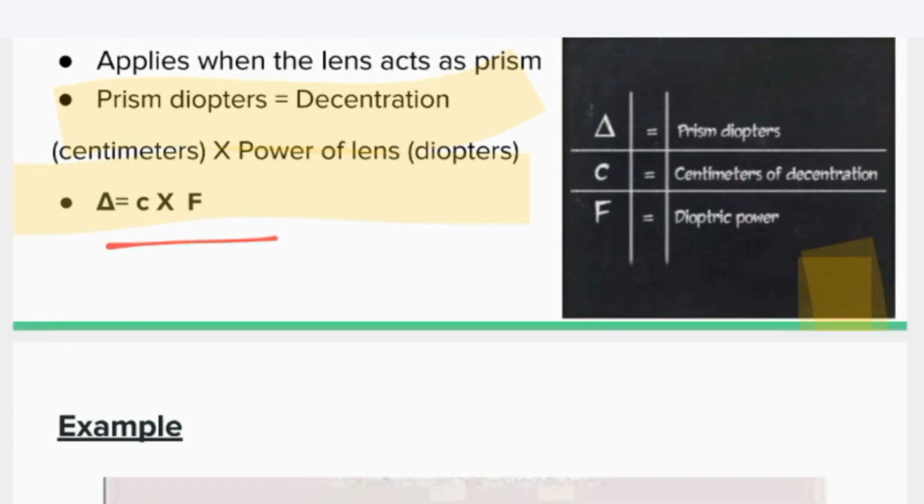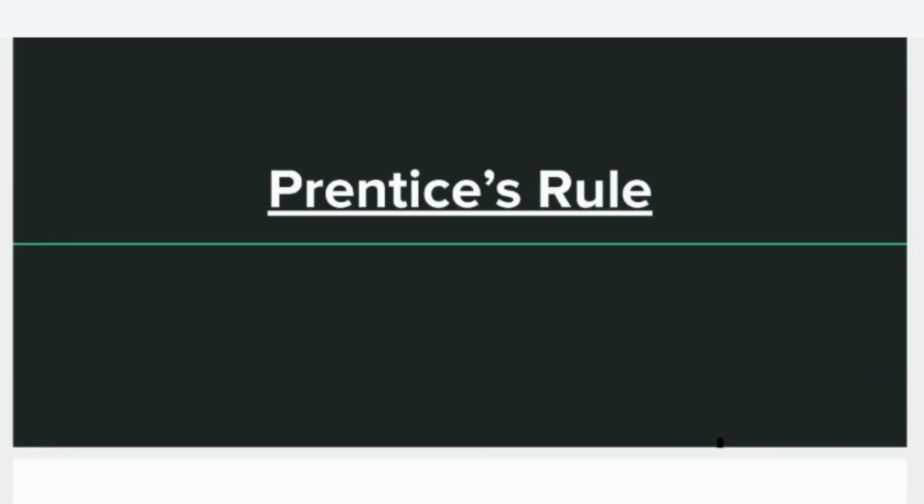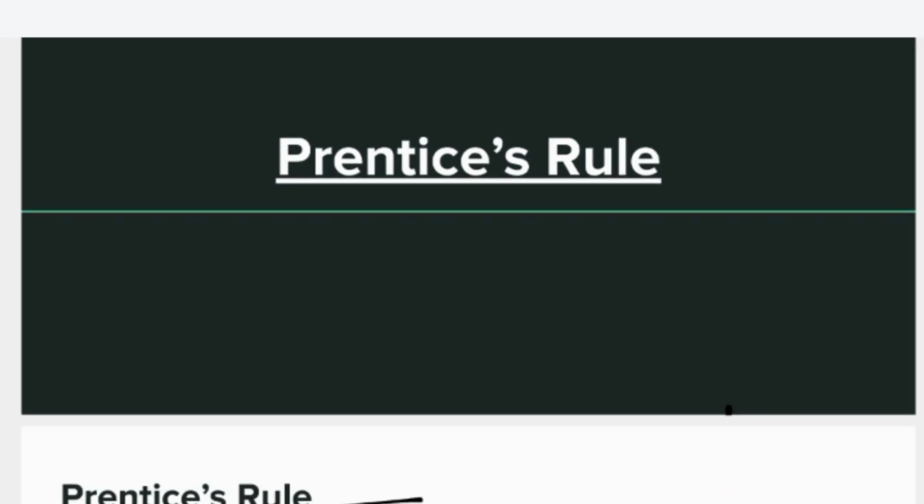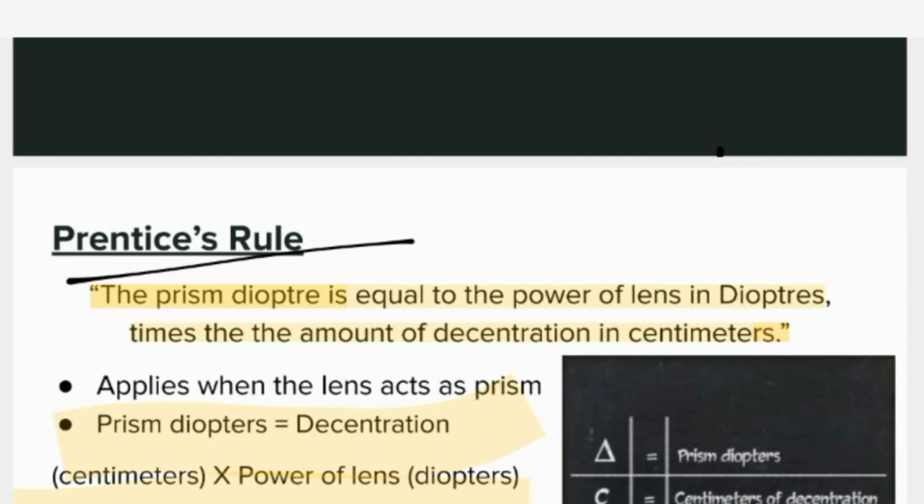With the help of Prentice's rule, you can measure how much decentration has caused the prism, or has introduced the prism unwantedly or unintentionally in the patient's eye. This can also be used in those cases when you intentionally want to introduce the prism. So you need to measure how much decentration will give you how much prism diopter power. So this is all about Prentice's rule.